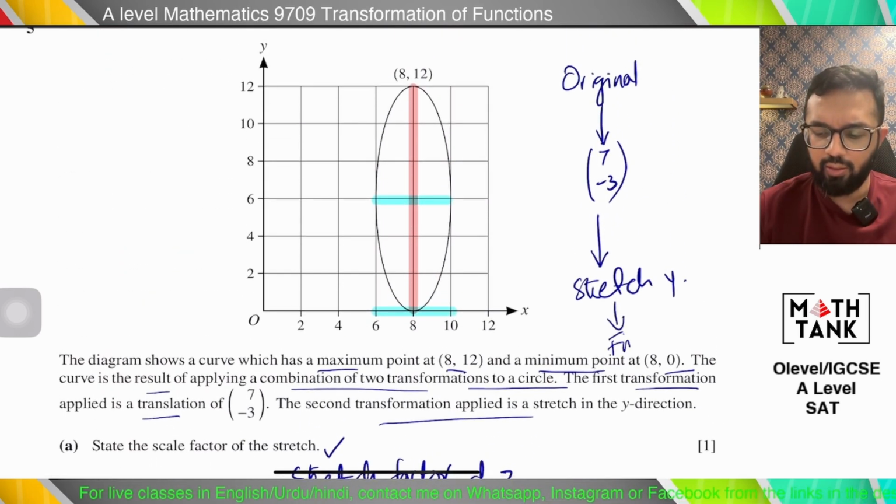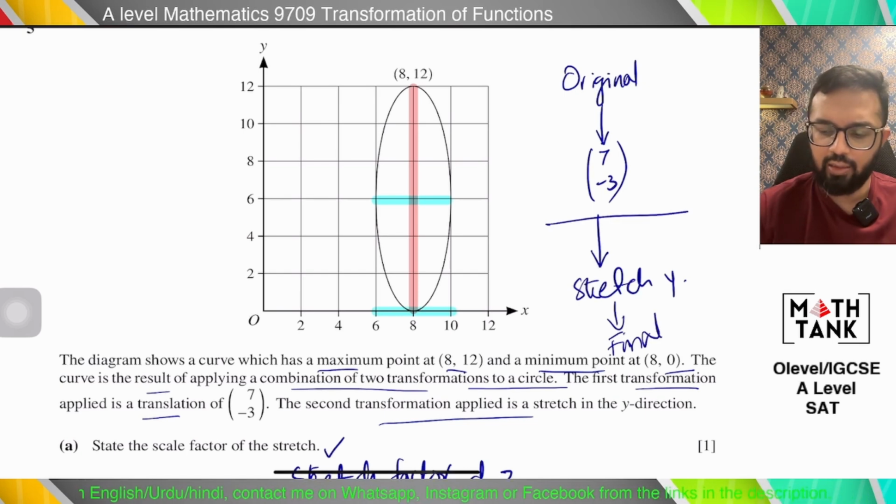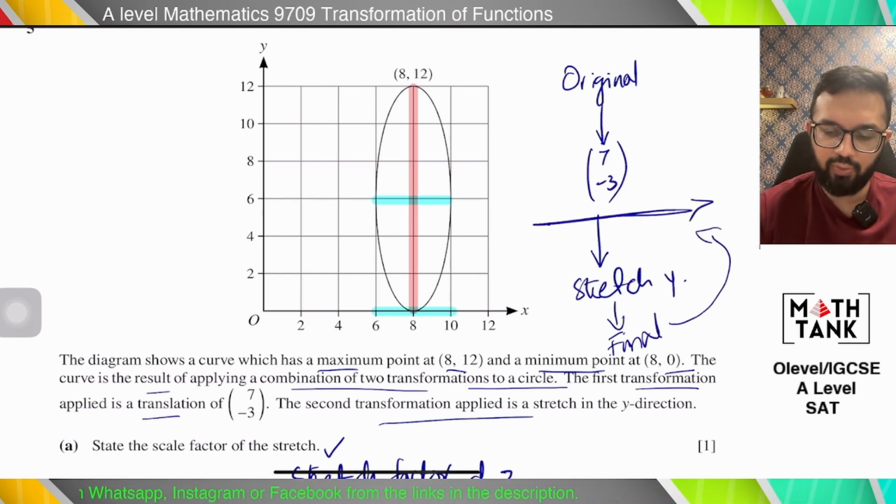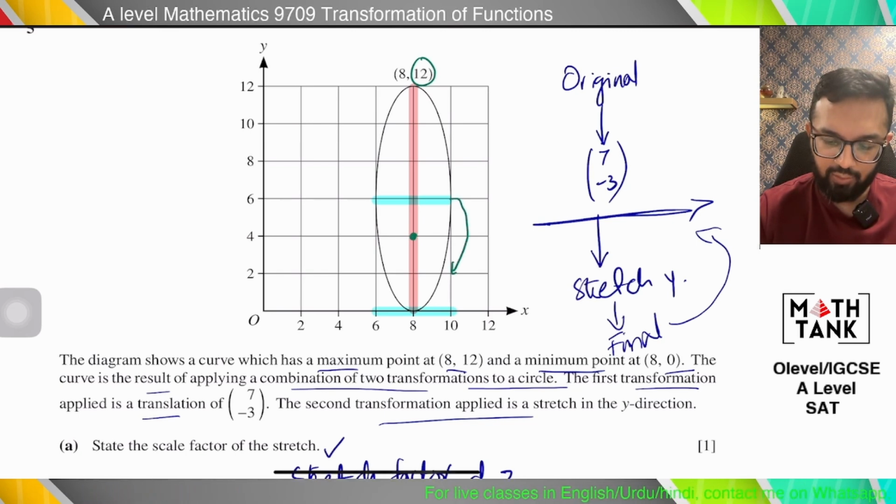Okay, now if I want to end up at this point, what I will have to do is reverse the stretch. How do I reverse the stretch? I divide every y coordinate by 3. So that comes up here, and this point comes up here.